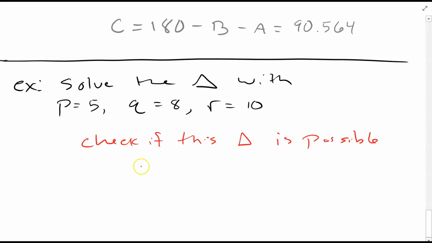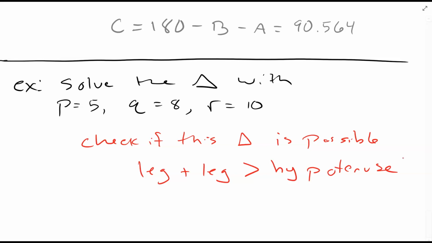No? The triangle inequality says that the sum of the 2 legs of the triangle must be greater than the hypotenuse. Is that true in this case? Yes. So we definitely have a triangle here.